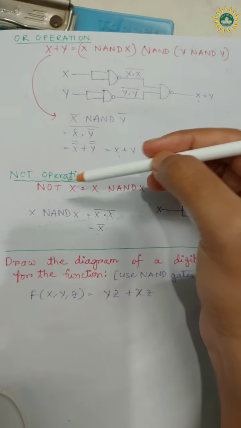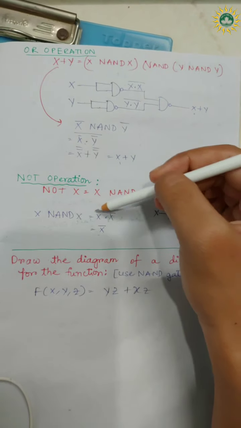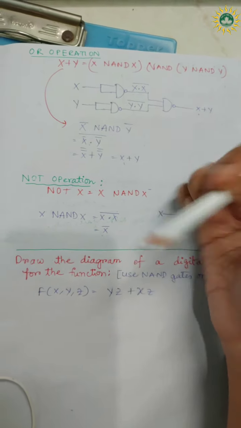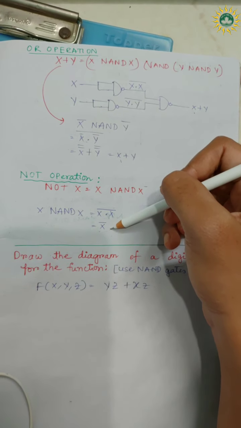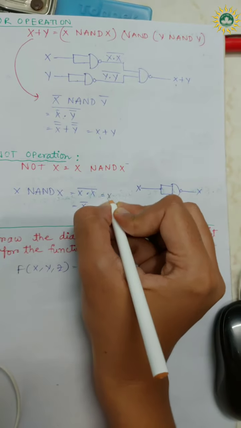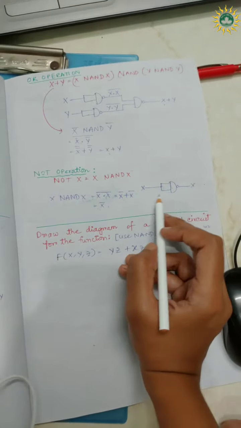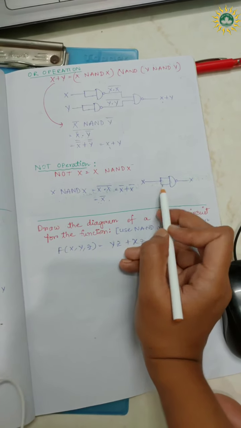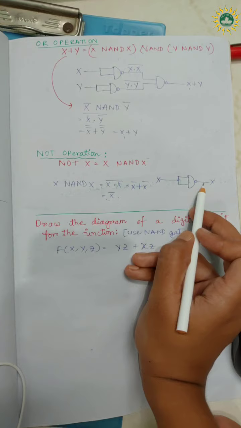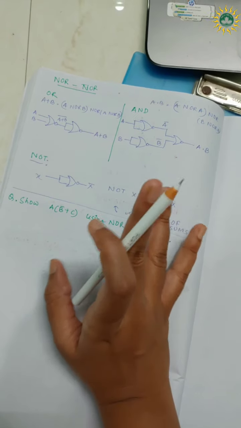Now in case of NOT operation, NOT x is equal to x NAND x. X NAND x gives you like this. Then you can break it and you can get this. Done. X passing through the NAND gate will give you x bar. Done.